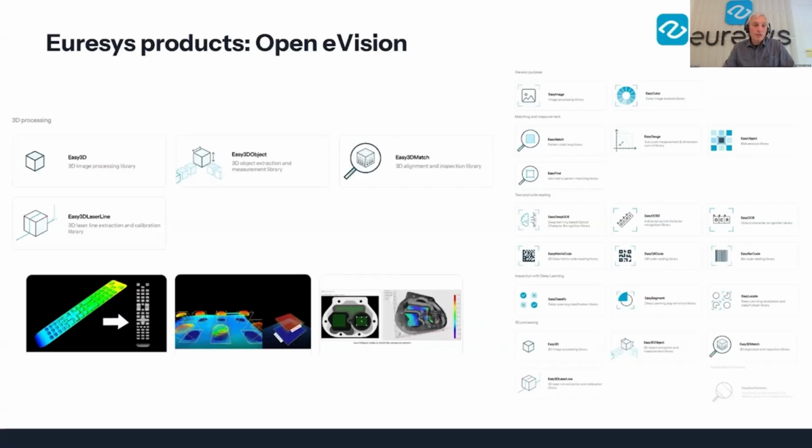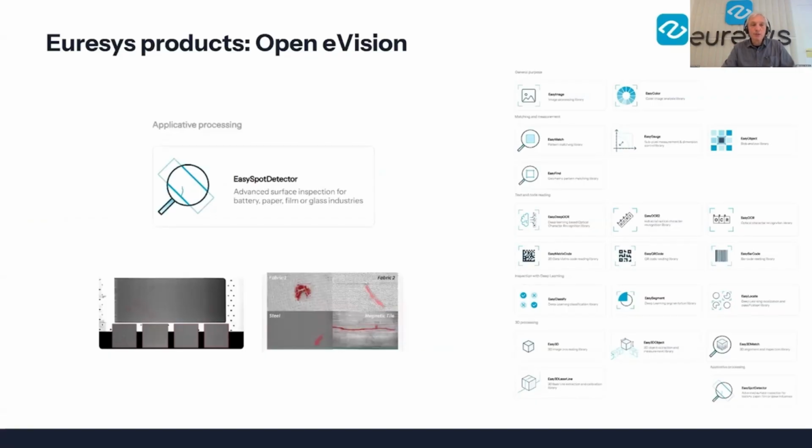We have a range of 3D libraries that process 3D containers like point clouds, meshes, depth maps, Z maps. So you can do some filtering, decimation, transformation, but also some more advanced functions on 3D data like object segmentation or alignment between a CAD model and an acquired point cloud.